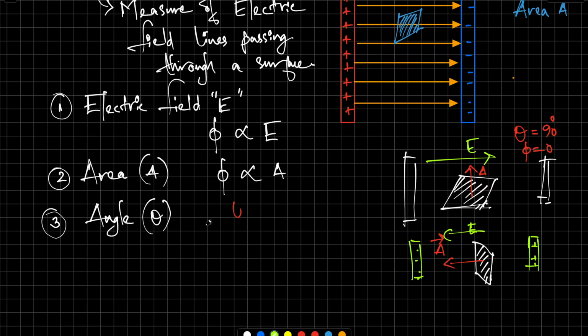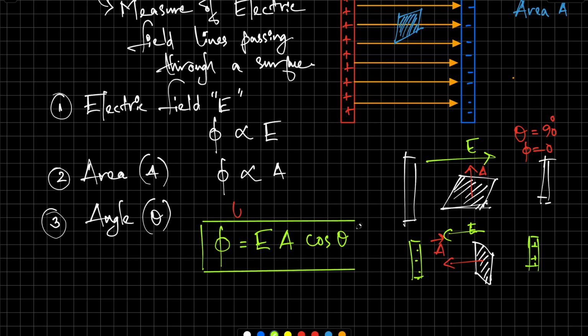So the third factor is the angle between electric field and area vector. So we're going to define an equation for phi. These are the three factors. So phi equals electric field times area times cosine theta. That's our equation. Phi equals EA cosine theta, or phi equals E dot A.